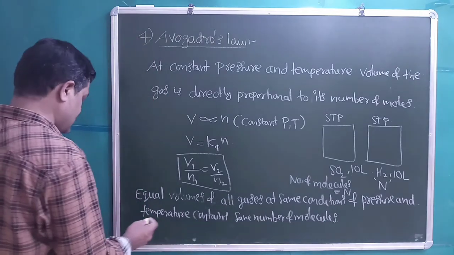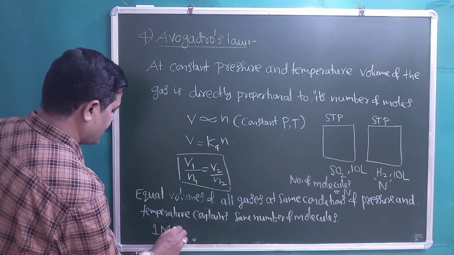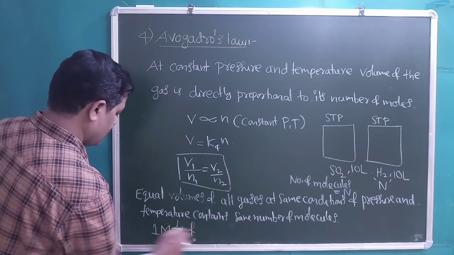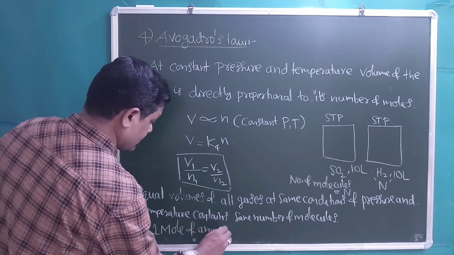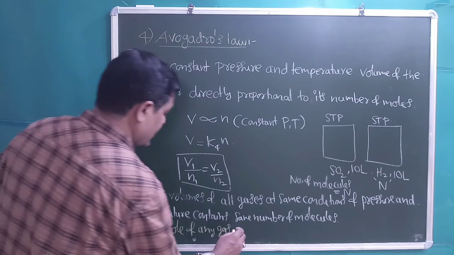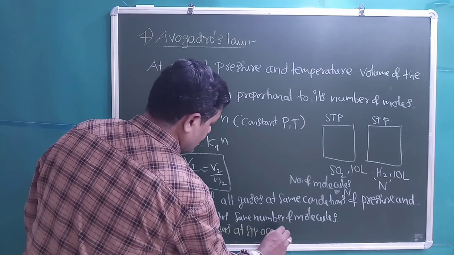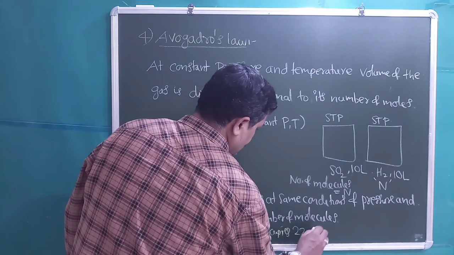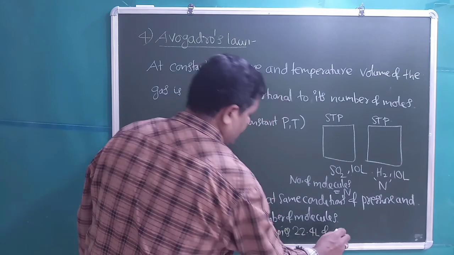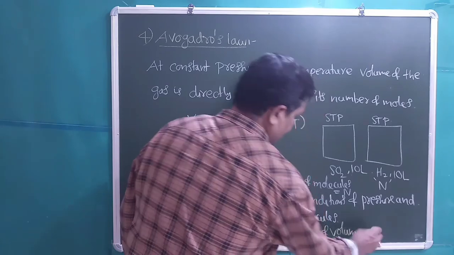In other words, it can be stated as 1 mole of any gas at STP occupies 22.4 liters of volume.